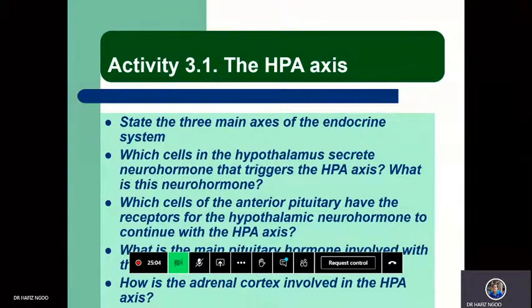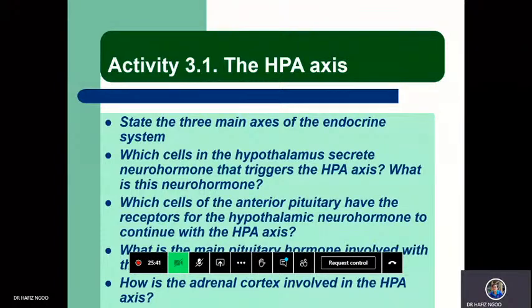We look at activity 3.1, that is the hypothalamus pituitary axis. The first one is basically to look at the three main axes of the endocrine glands. I think this one you already know, but I mention it here again: you have three axes. There's the hypothalamus pituitary thyroidal axis, the hypothalamus pituitary gonadal axis, and the one that we are going to look at is basically the hypothalamus pituitary adrenal axis. Okay, which cell in the hypothalamus secretes the neurohormones that trigger the hypothalamus pituitary adrenal axis?